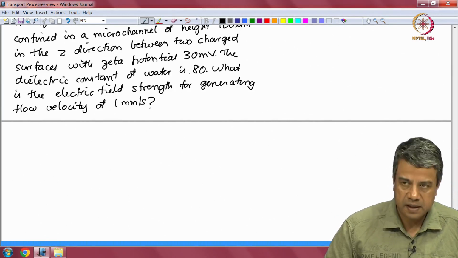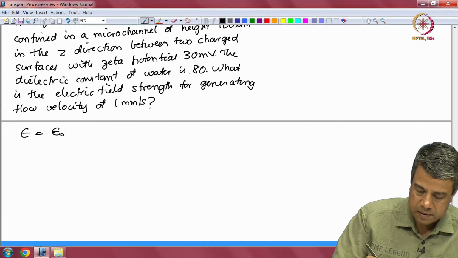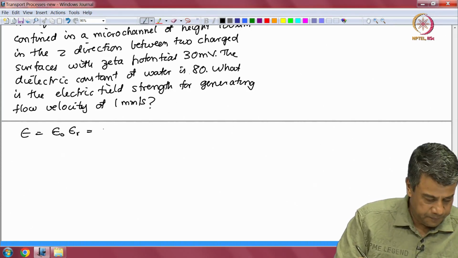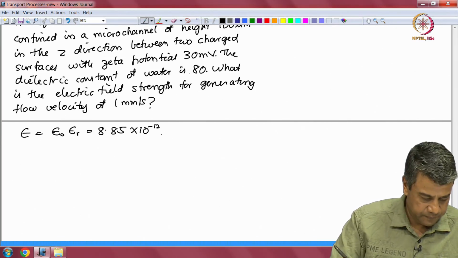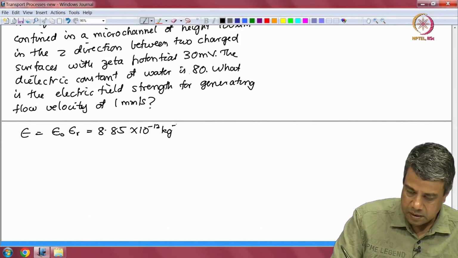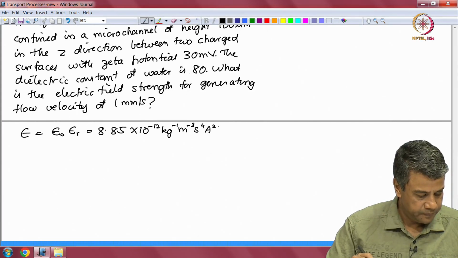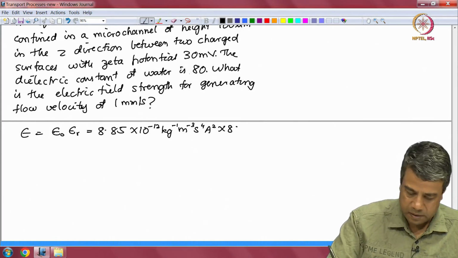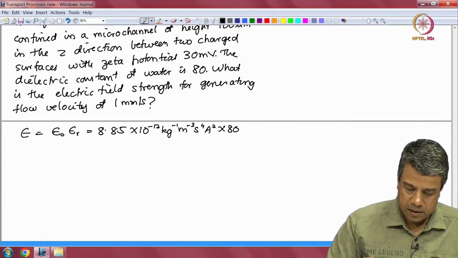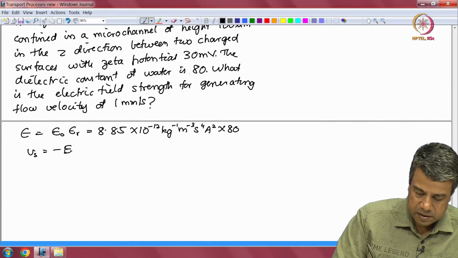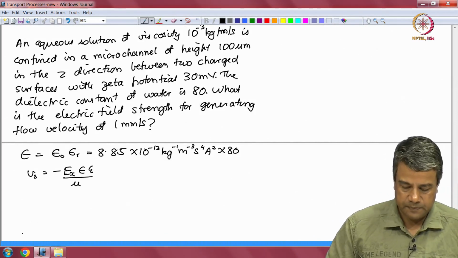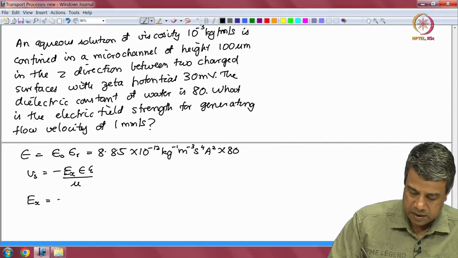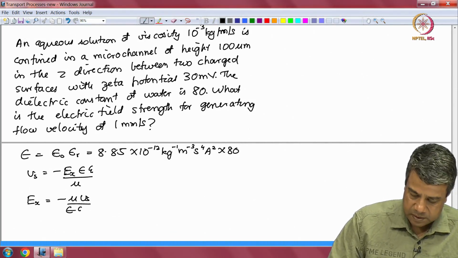So, how do we solve this? The electric permittivity epsilon is equal to epsilon naught epsilon r, which is equal to 8.85 into 10 power minus 12 kg inverse meter minus 3 second power 4 ampere square, into 80. The slip velocity is Vs equal to minus Ex epsilon zeta by mu, which means that Ex is equal to minus mu Vs by epsilon zeta.